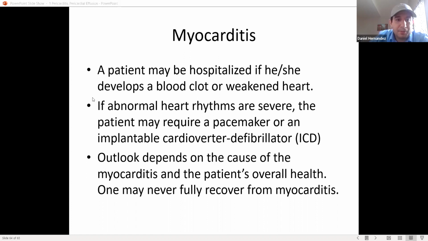I don't know if he was an IV drug user and wound up with both endocarditis and myocarditis, really infecting and knocking out his heart. But he was really sick.